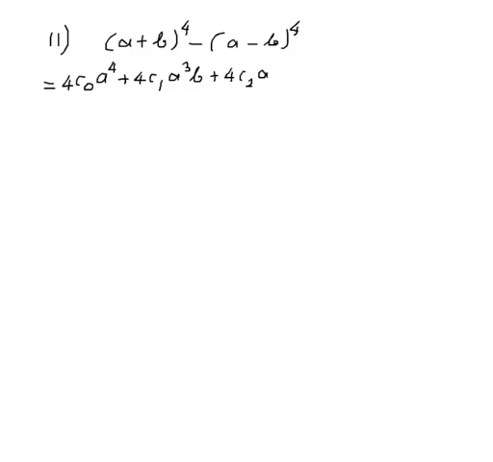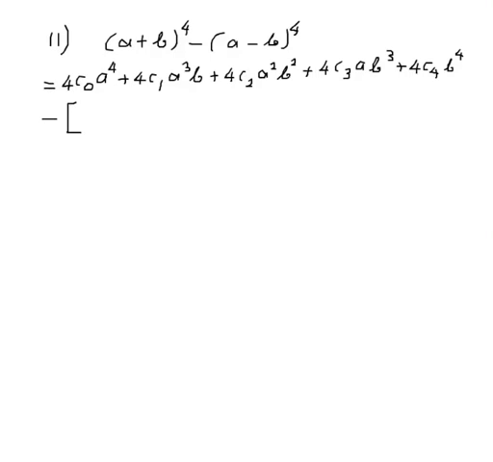Question number 11. Find a plus b whole raised to 4 minus a minus b whole raised to 4. Hence, evaluate root 3 plus root 2 raised to 4 minus root 3 minus root 2 whole raised to 4. Let us write the expansion for both these terms. The first term is 4c0 a raised to 4. Second term plus 4c1 a cube b plus 4c2 a square b square, 4c3 a b cube and last term is 4c4 b raised to 4 minus of.